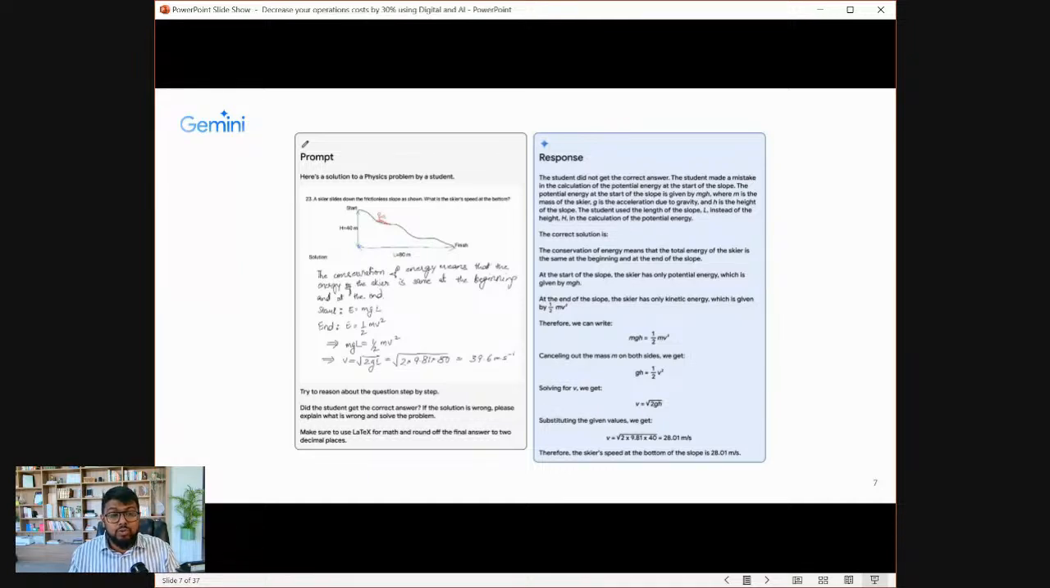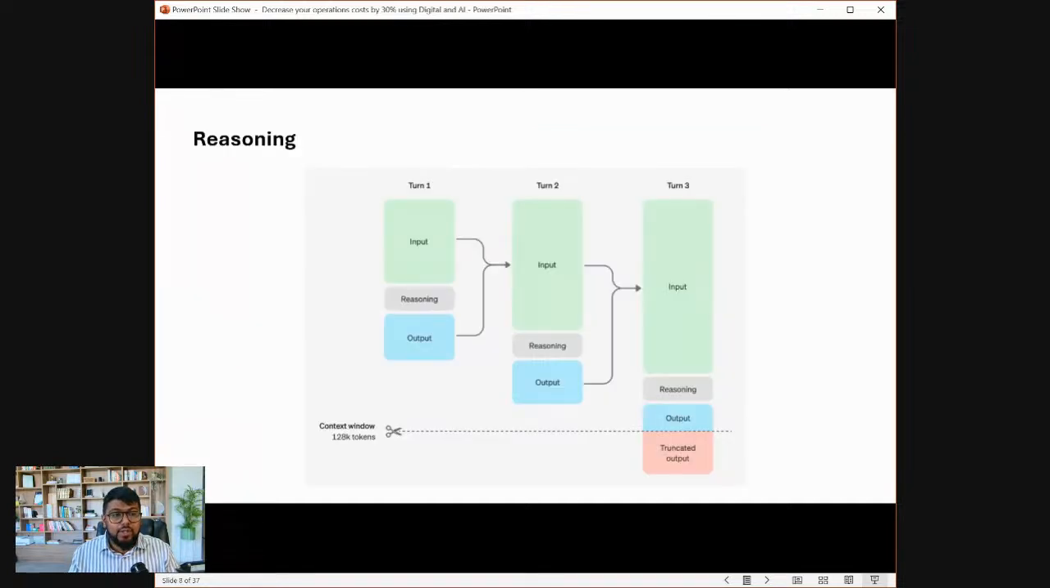Gemini is not only able to understand the handwriting, but look at the solution, look at the graph, and from there understand and determine whether the answer is correct or not, and then provide the right response or provide the right answer. The next part is reasoning.